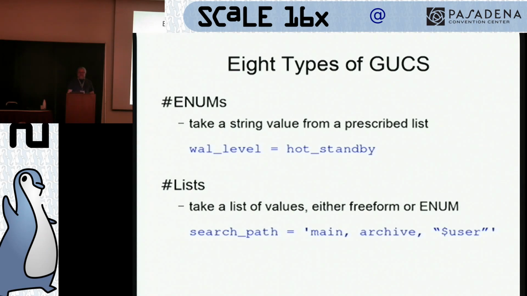And then there are lists. Now, lists, again, are saved as a string, comma separated. So, for example, search_path, which has a list of schemas. And then those get parsed inside Postgres into a list of things.